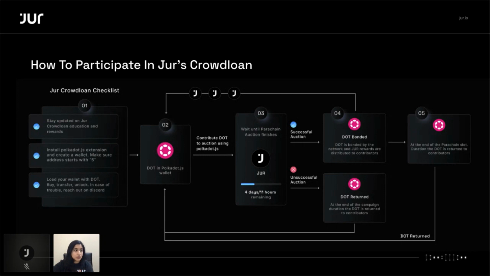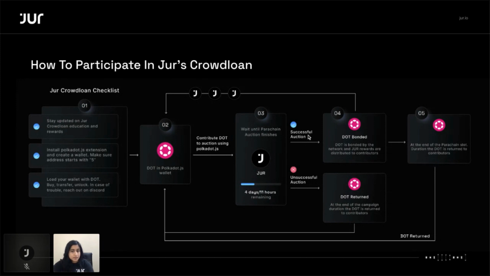Or if you have locked your DOT in some other project within the community, then this would be the perfect time to go and unlock your tokens. It takes about 28 days in Polkadot to unlock tokens, so feel free to go ahead and do that. In case you have any trouble, always reach out to us on Discord. We'll help you through that. By the time the crowd loan is live, all of us have to be in a position where we have the extension, we have a wallet, and we have DOT in that wallet. Once the crowd loan is live, announcements will be there, and you can go and contribute.